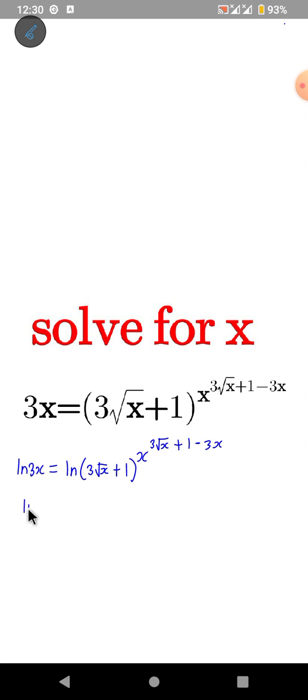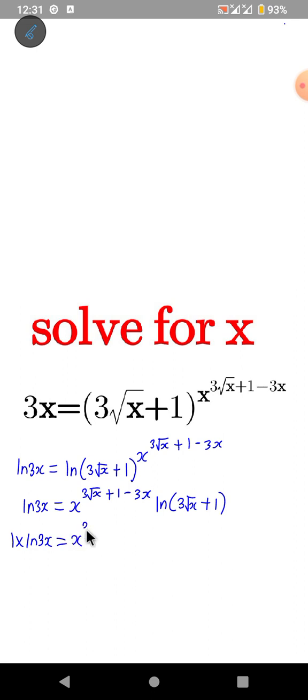Now my next step will be to write this ln 3x again. So write ln 3x equal to, now I'm going to take the power behind according to the law of logarithm. So we write this now as x raised to the power of 3 root x plus 1 minus 3x, then ln 3 root x plus 1. Then this ln 3x, I'm going to write it as 1 times ln 3x.